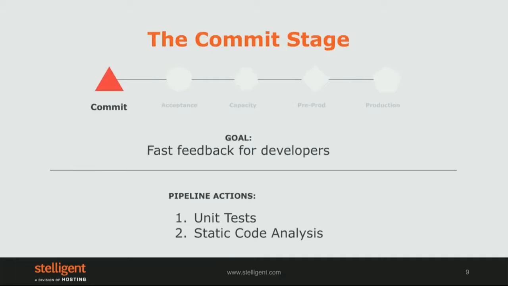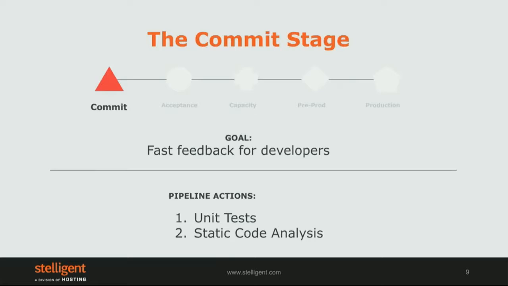Now, the commit stage is the fastest stage. We literally strive to get answers back to developers about the quality of their code in seconds. When we're talking about your classic continuous delivery, a practice that's been around for quite a while, the kinds of activities you would see in a commit stage of a pipeline are typically things like unit tests, static code analysis. You might lint code, very simple tests, kind of sanity tests for the changes that you make to your code in the form of unit tests.